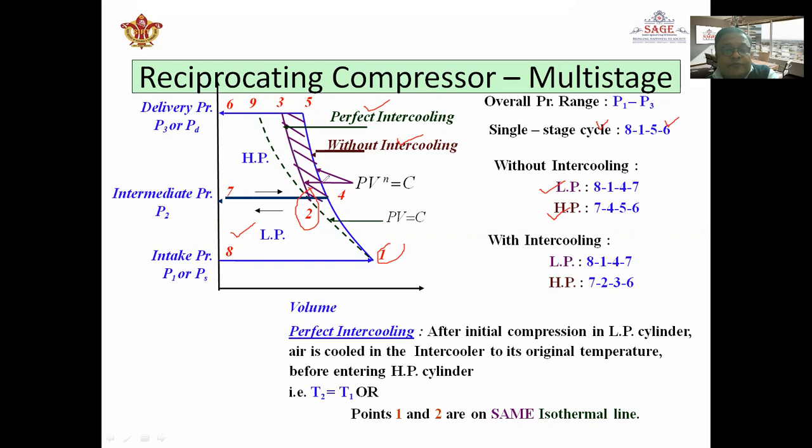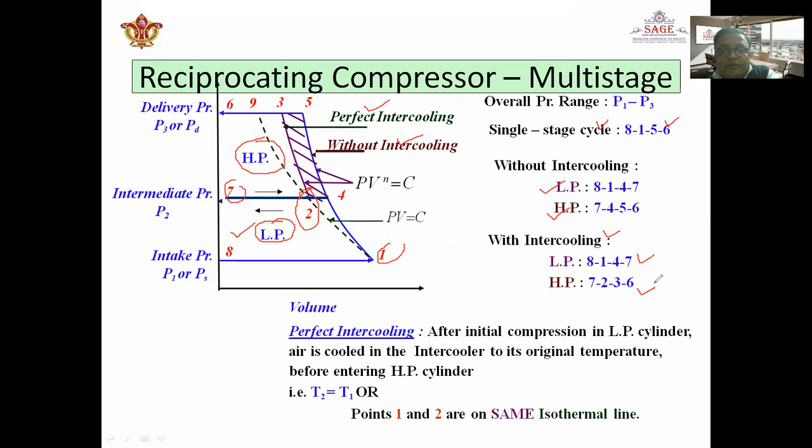So 7-4-5-6 is the compression done in the high pressure, and the low pressure is 8-1-4-7. With intercooling, this is 8-1-4-7. This is the low pressure, and the high pressure is 7.2. This is the actual condition, and 3.6 is the actual condition. It is depicted in the figure.